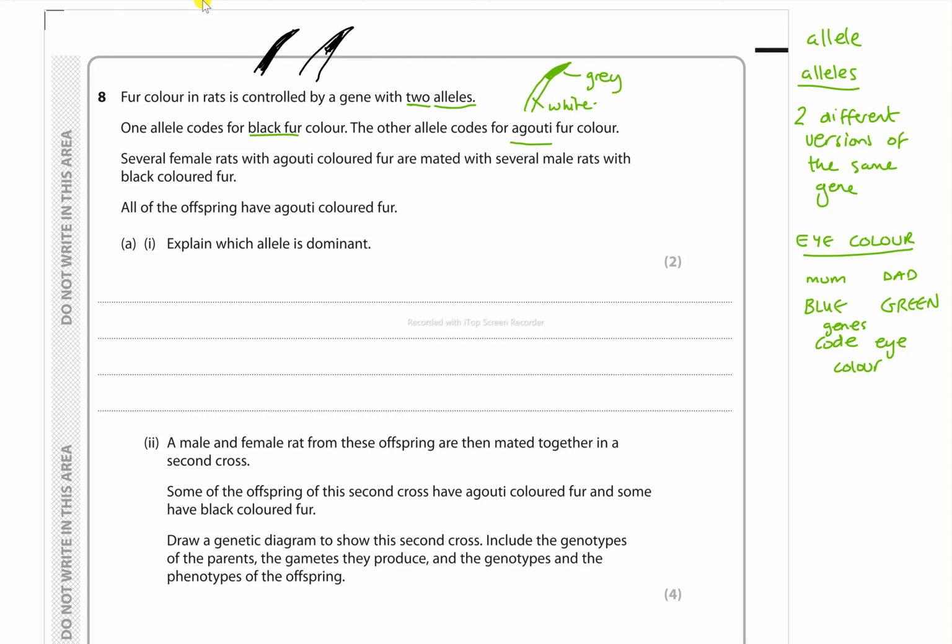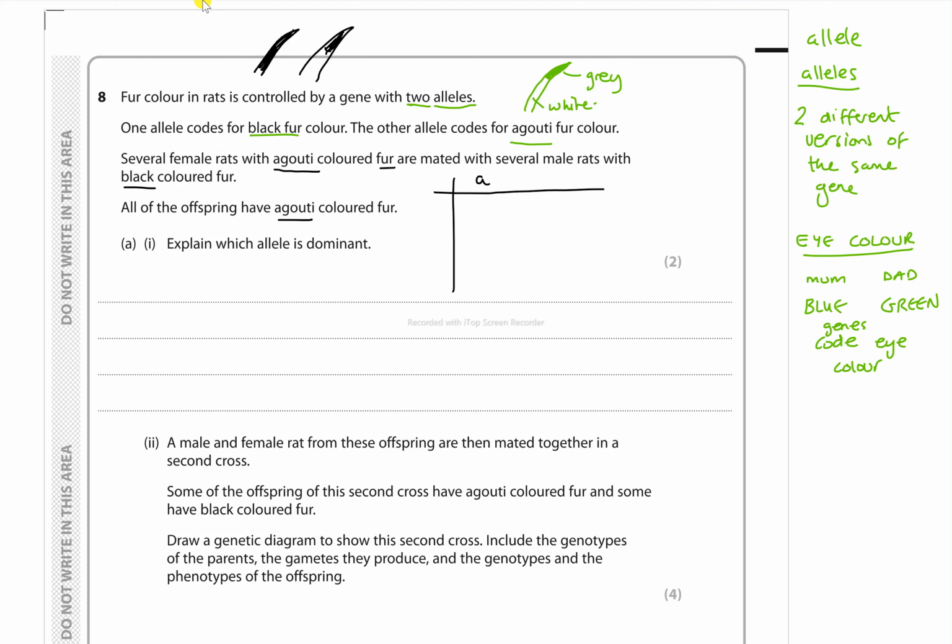Right, several female rats with mixed fur are mated with several male rats with black fur. All of the offspring have mixed fur. So let me just try to do it as a Punnett square. So these are the males, they've got black fur. So that, I'm just judging by that.